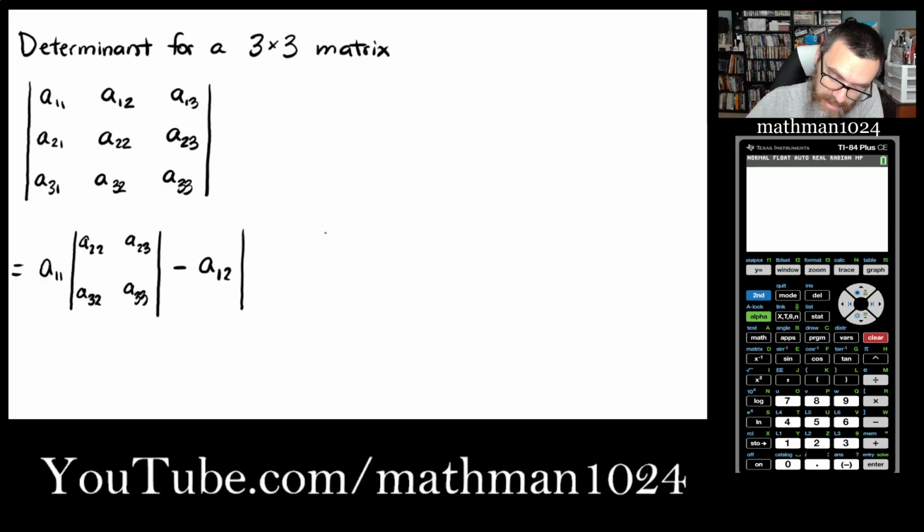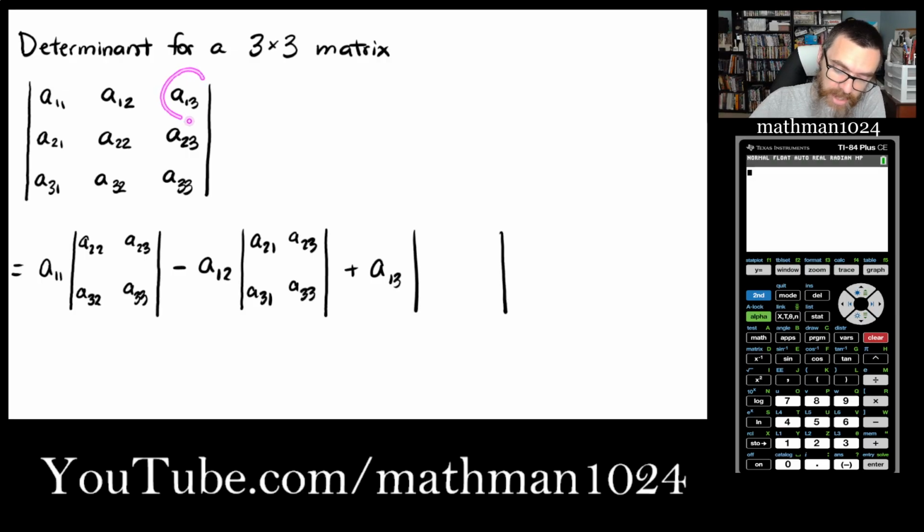A12 times the determinant. So here's A12. We're going to cross out all this other stuff, and the 4 terms that are left over will form the entries in this 2 by 2 matrix for which we'll find the determinant. And then we'll do plus A13 times the determinant. So here's A13.